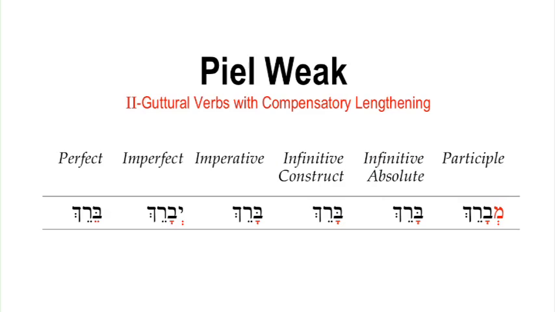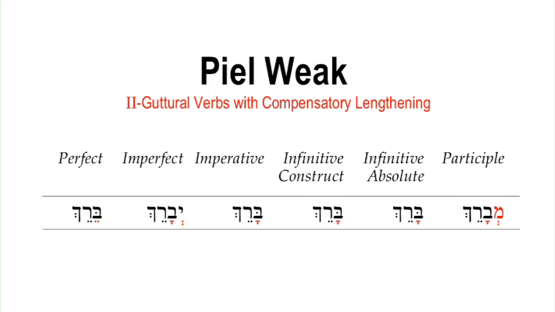In the perfect, you'll see that the hireq has lengthened to tsere. That is, you begin with hireq. You want to see a dagesh forte in the resh. The resh rejects the dagesh forte. Now you'll see on your screen that that hireq is lengthened to tsere. The red tsere under the bet of berech represents the hireq plus the rejected dagesh forte.